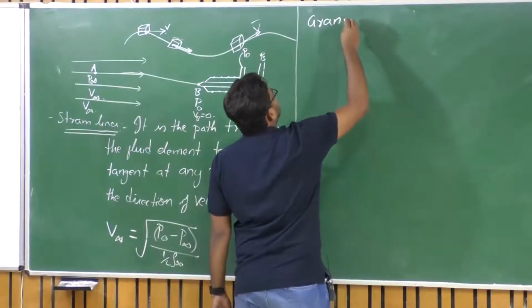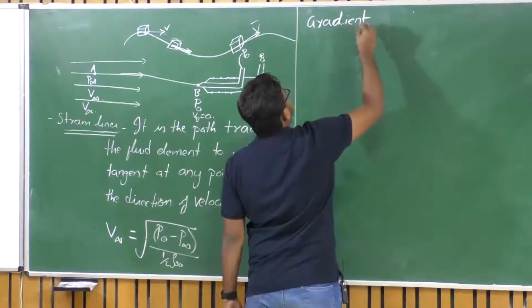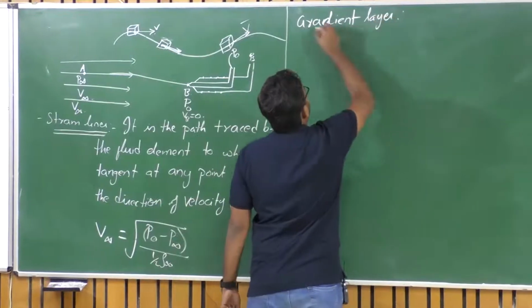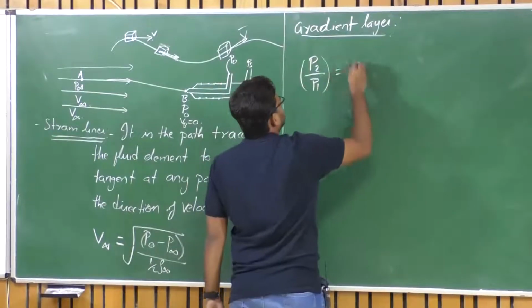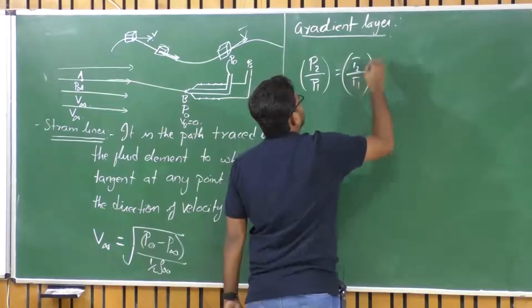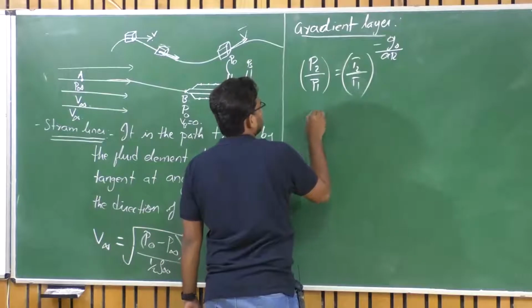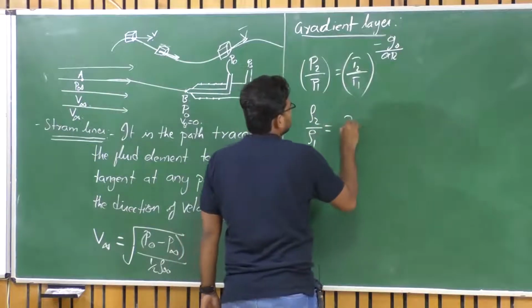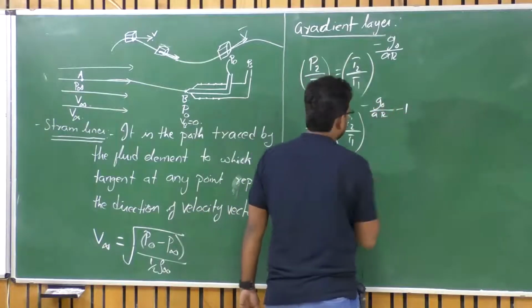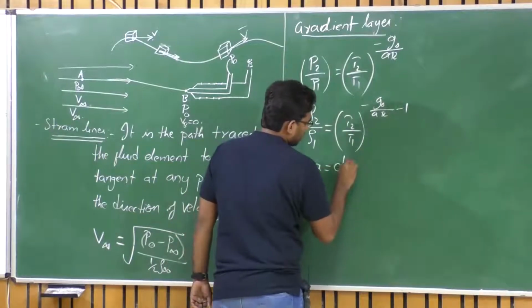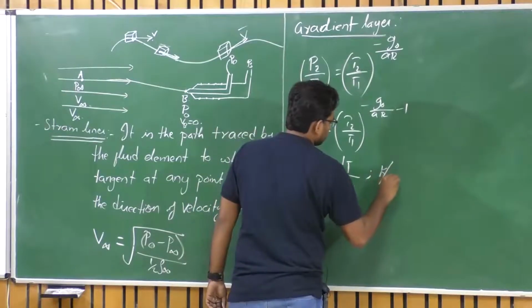Pressure, density and temperature are functions of altitude. From this we have derived the gradient layer equations and isothermal layer equations, where P2 upon P1 in a gradient layer is equal to T2 upon T1 raised to the power of minus G0 by AR, right? And rho 2 upon rho 1 is equal to T2 upon T1 raised to the power of minus G0 upon AR minus 1, where A is called the lapse rate, dT upon dh, which is Kelvin per kilometer.